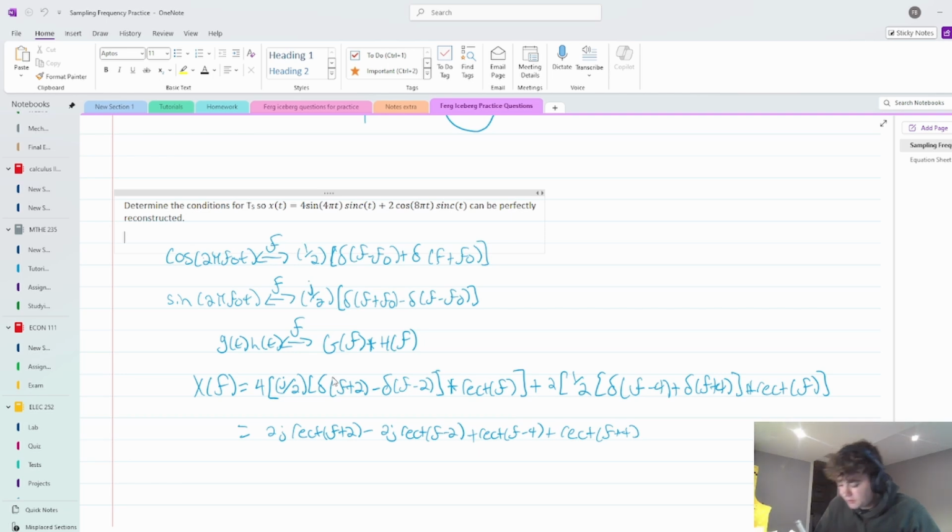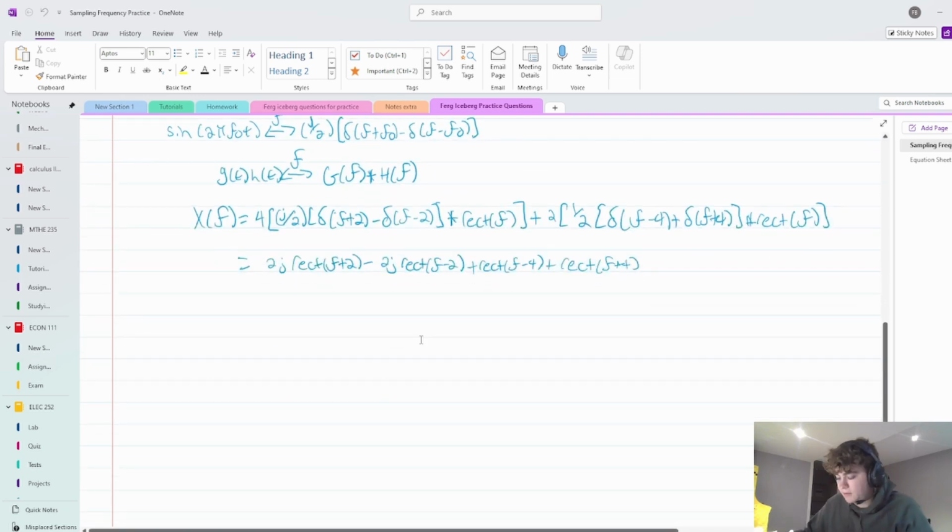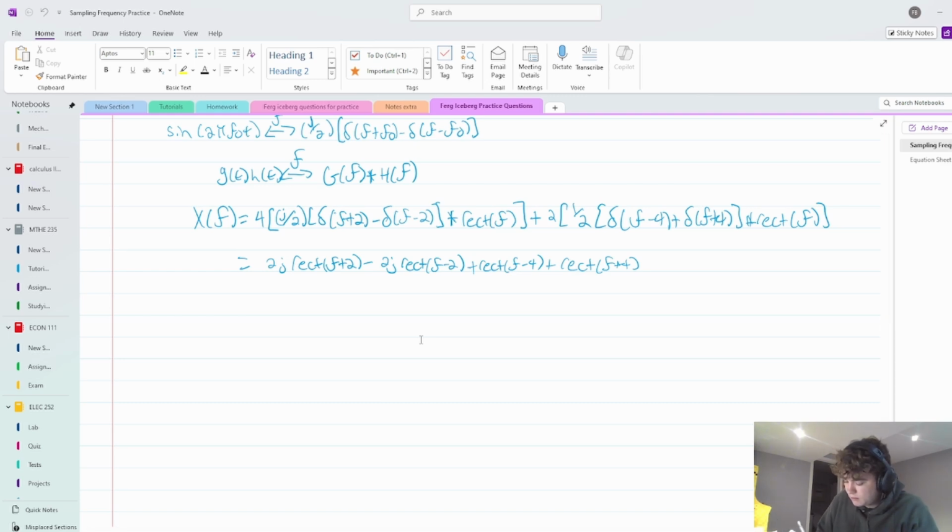You can pretty quickly, if you were to imagine these rectangle functions, I think the best way to do it is to just draw them out and visualize them. So if we were to draw out these functions, you have a rectangle at -2. Let's just say -2 is here, at -4, at +2, and at +4.